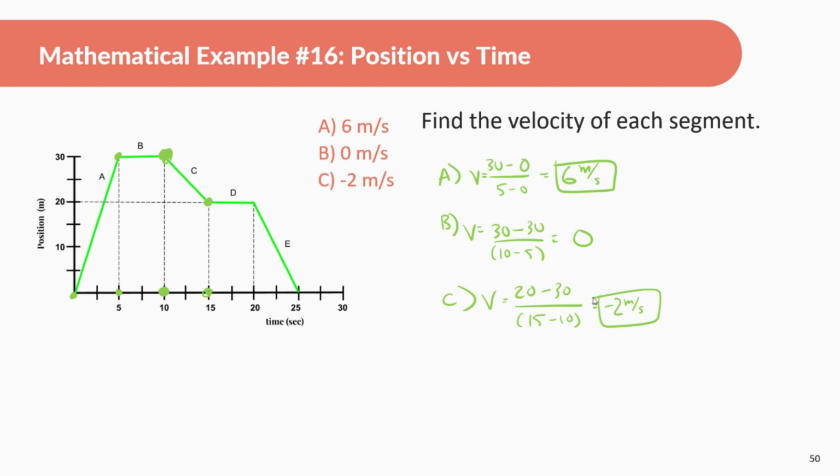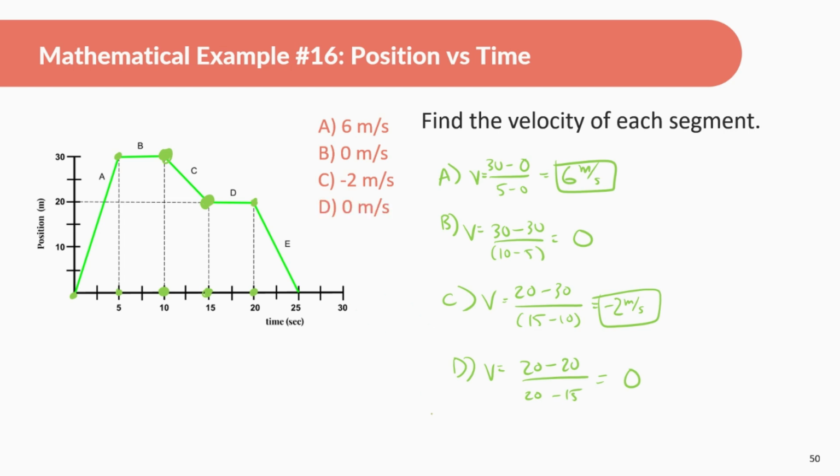And then D is equal to the final position, which is going to be right here. That's 20, minus the initial position, which started on the same spot, so it's 20, divided by the time. It ends at 20 seconds and it starts at 15 seconds. But 20 minus 20 is 0, so this is 0.